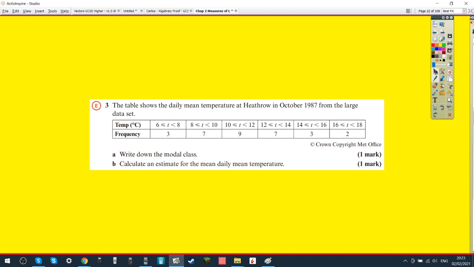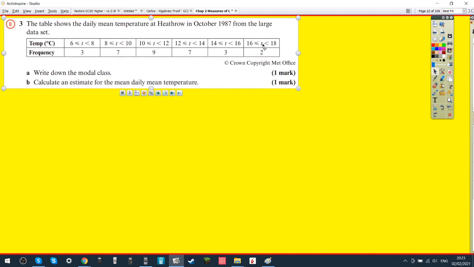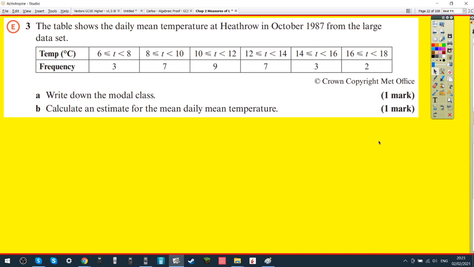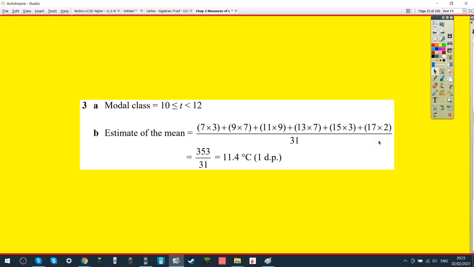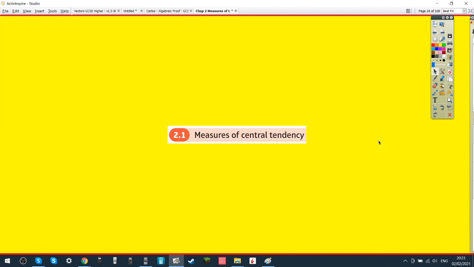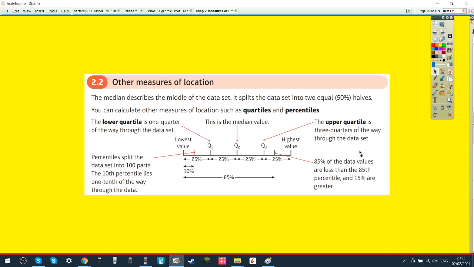Why do you not have to unround to these values? Because there's no gap between each temperature, like range. Yep. Okay, that's that stuff.